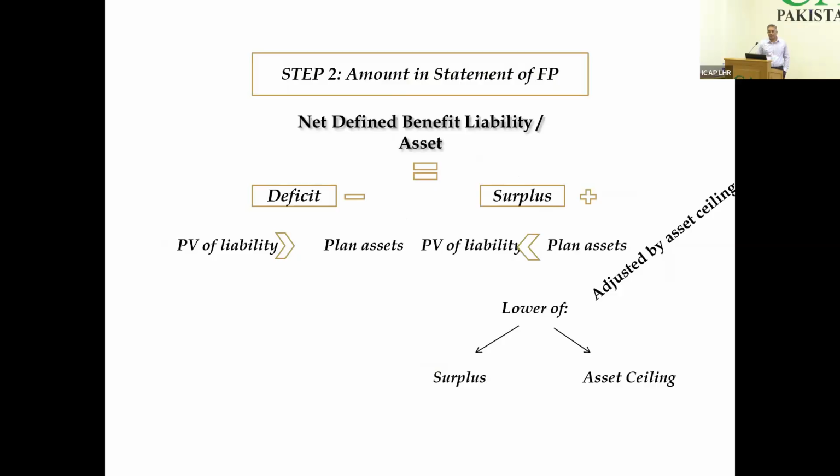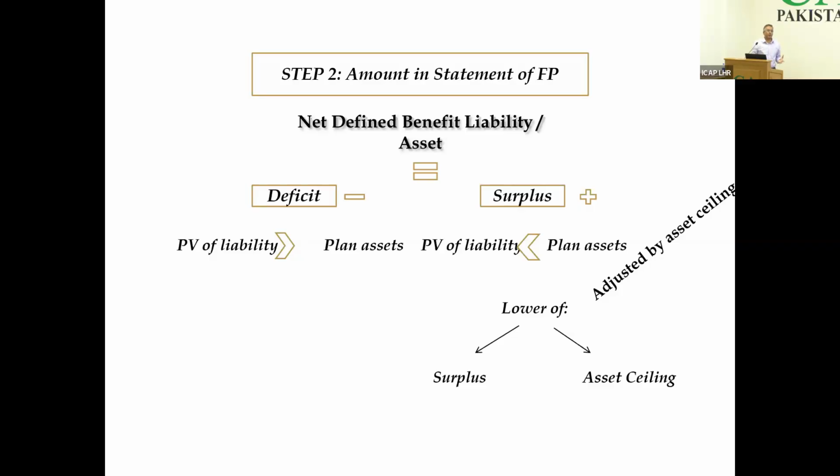Okay, here is the concept of ceiling. If there is a deficit, you compare your defined benefit liability, present value of defined benefit liability, with your fair value of plan asset. If there is a deficit, means present value of liability is higher than the fair value of asset. It's a deficit. It will be part of your non-current liabilities in the balance sheet.